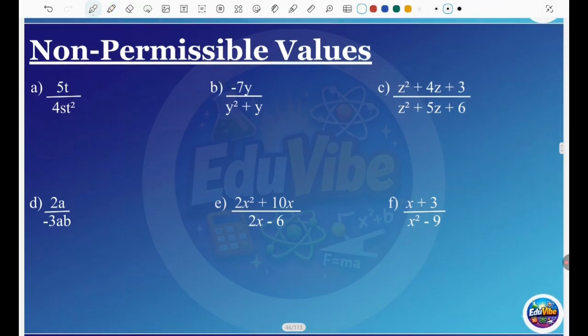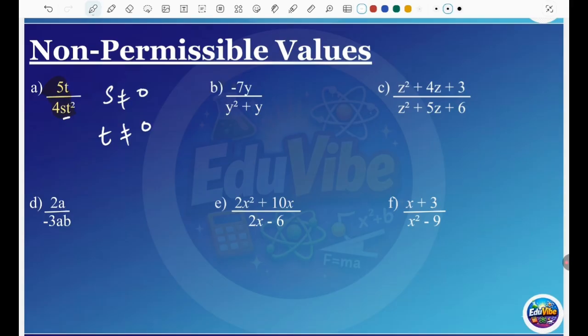For the first example, we check whether it has non-permissible values. We have 5t divided by 4xt squared. Here x and t are in the denominator, so we have to check the denominator. x and t are multiplying, so it's only the 0 case. x is not equal to 0 and t can't be 0. If they go to 0, we get a 0 denominator, which is not possible. So we take the restriction of that.